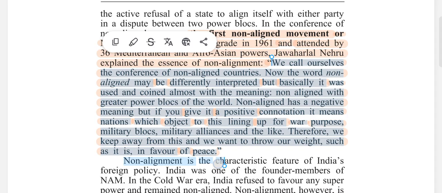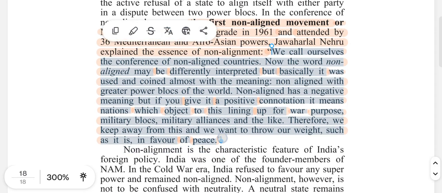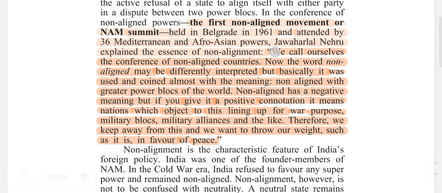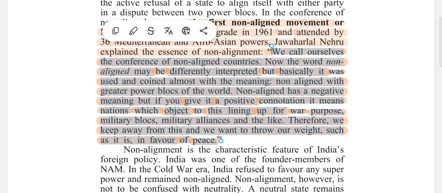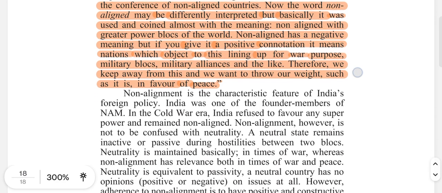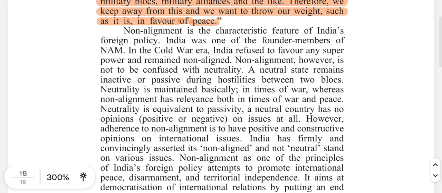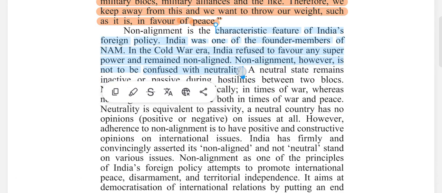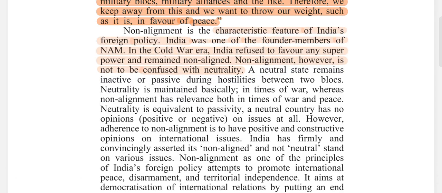Non-aligned has a negative meaning, but if you give it a positive connotation, it means nations which object to this lining up for war purpose, military blocs, military alliances, and the like. Therefore, we keep away from this, and we want to throw our weight, such as it is, in favor of peace. Non-alignment is the characteristic feature of India's foreign policy. India was one of the founder members of NAM. In the Cold War era, India refused to favor any superpower and remained non-aligned.